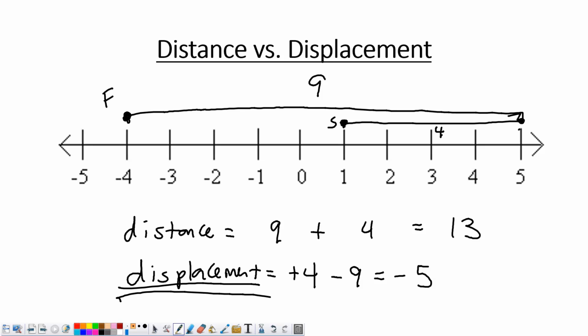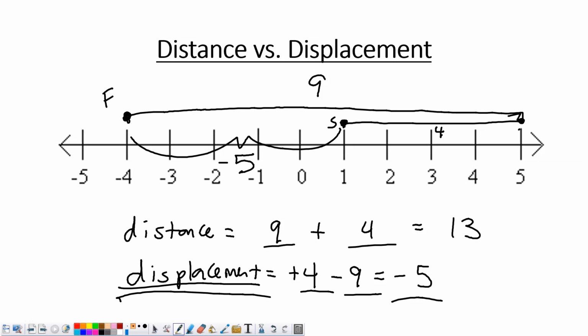Good. So Max just said, if you compare your starting point to your final point, displacement is how far apart they are. How far apart are those? It's 5, and where is the final point? It's to the left of it, so it's negative. So what displacement does is it tells you how far an object is and in what direction it is from its starting point. So when you include the signs, you get displacement. When you don't include the signs, you get distance.